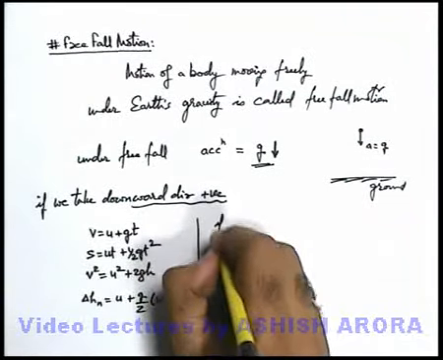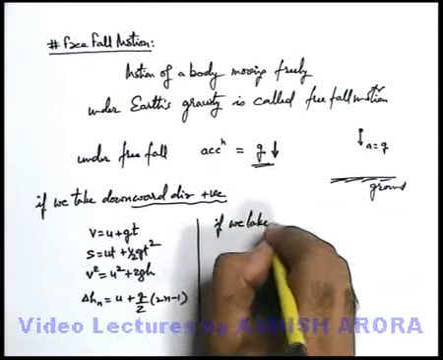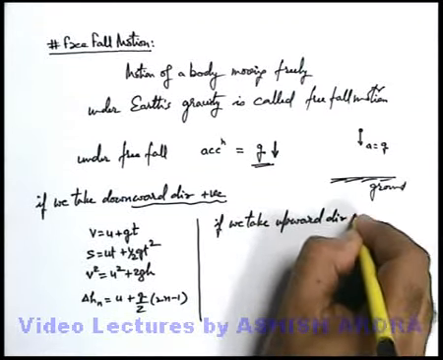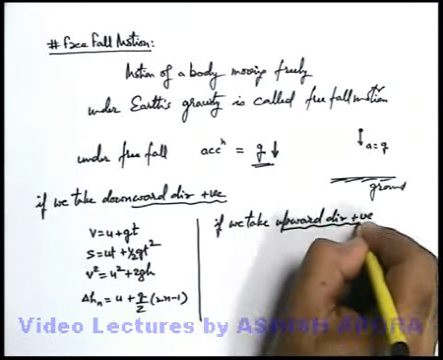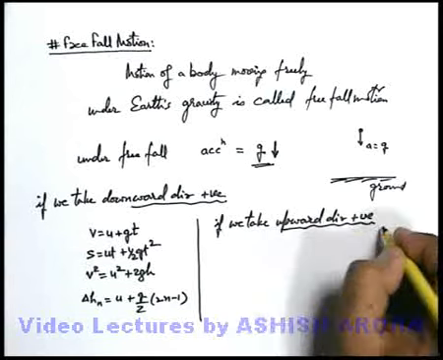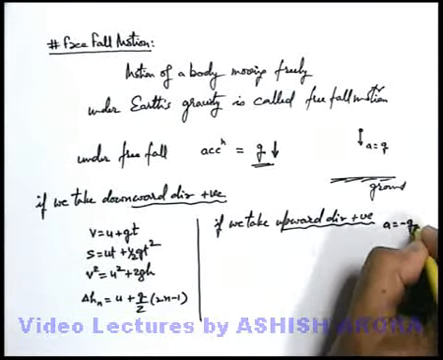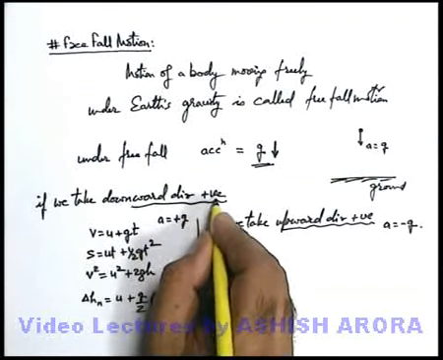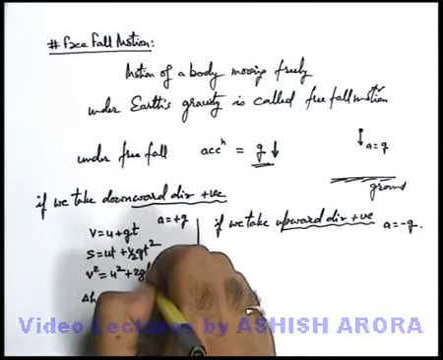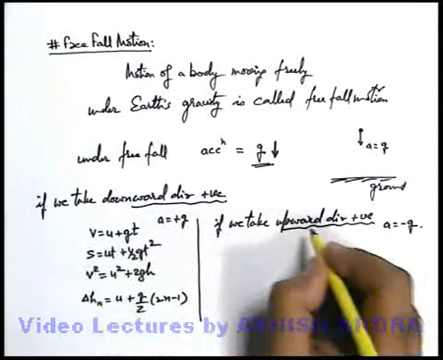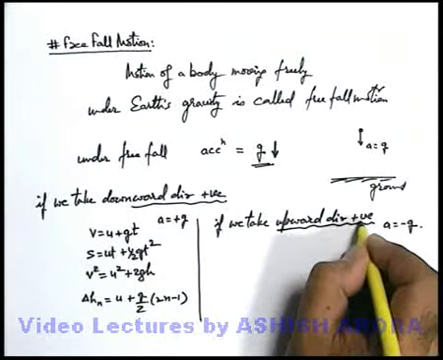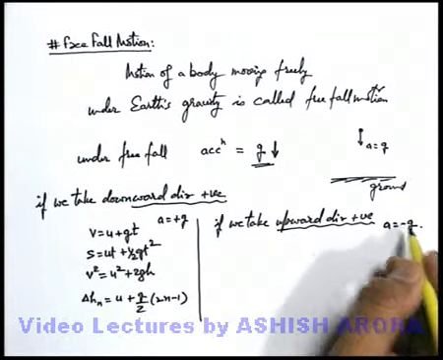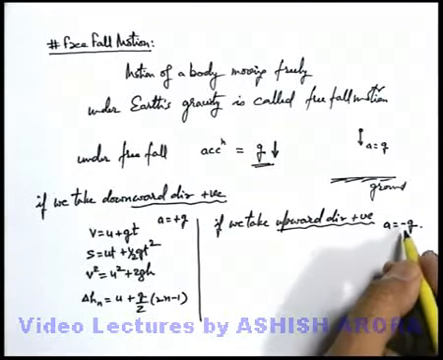Now if we take upward direction positive, in that case acceleration we consider as minus g. In the earlier situation, acceleration is positive g because downward direction we are taking positive. When a body is moving down, it will be accelerating. Similarly, if we take upward direction positive, when a body goes up, the acceleration will be taken as minus g, or we consider the body to be retarding.